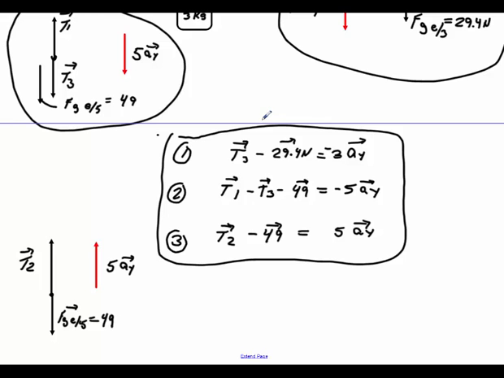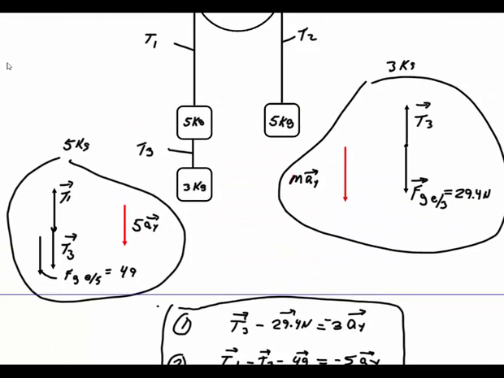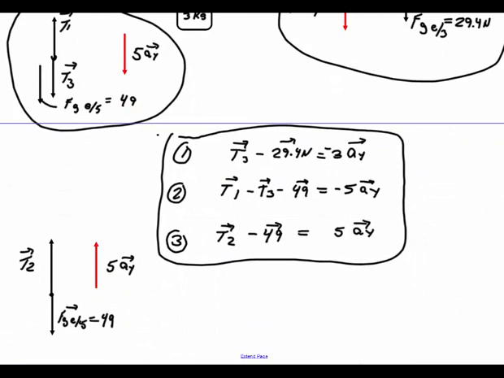Okay, so let's talk about how many unknowns we have. Now, one thing we do note, since we have no mass in this system, we can say right now that T1 must equal T2.